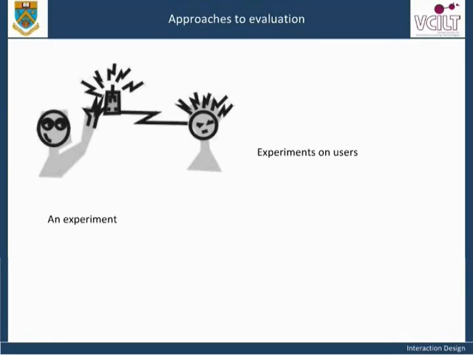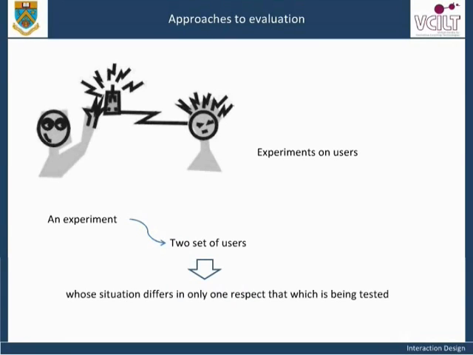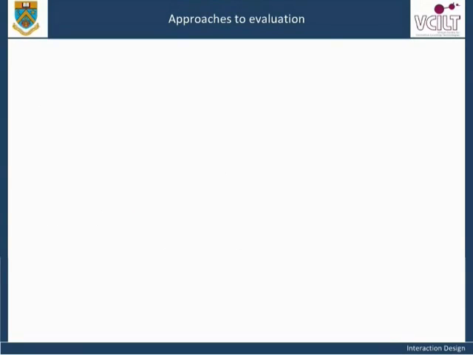Essentially, an experiment involves two sets of users whose situation differs in only one respect: that which is being tested. For example, in an experiment to determine whether a trackpad is quicker to use than a mouse for selecting objects on the screen, the two sets of subjects would be treated identically, except that one set would use a trackpad and the other a mouse. This simple example highlights many aspects of experimental design.